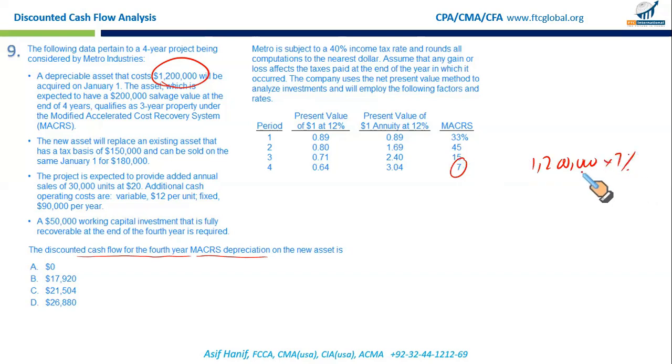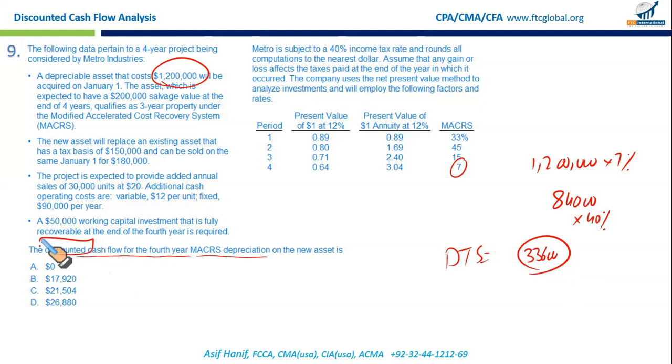Had the question asked what is the depreciation expense for the 3rd year, you would have multiplied 1.2 million with 15%. So 1.2 million times 7%, this is the depreciation expense for the 4th year. We need to calculate the depreciation tax shield, DTS. So DTS, depreciation tax shield, is the depreciation times the tax rate, which is going to be 33,600. This is the depreciation tax shield. Since we needed the discounted one, this tax shield is achieved at the end of the fourth year.